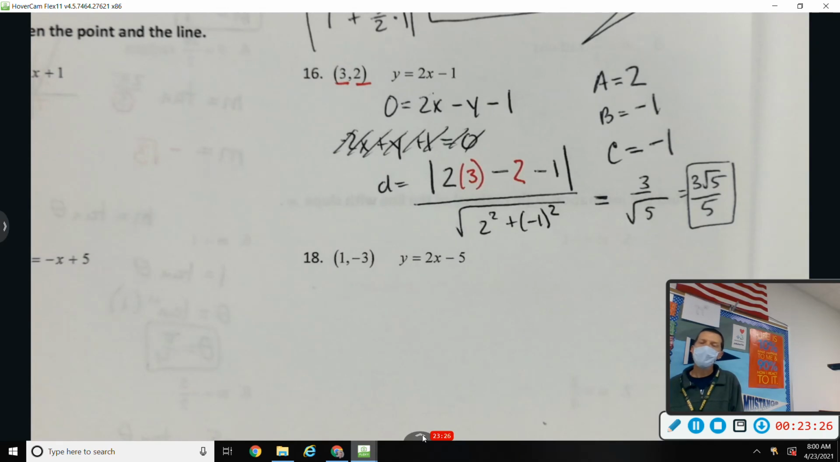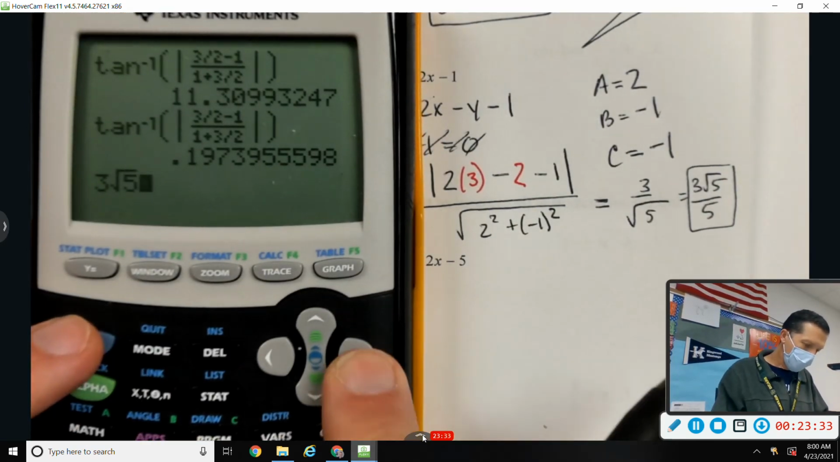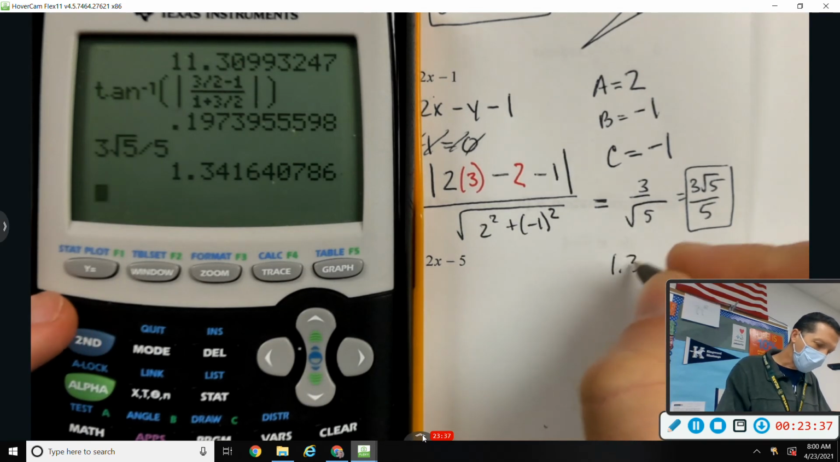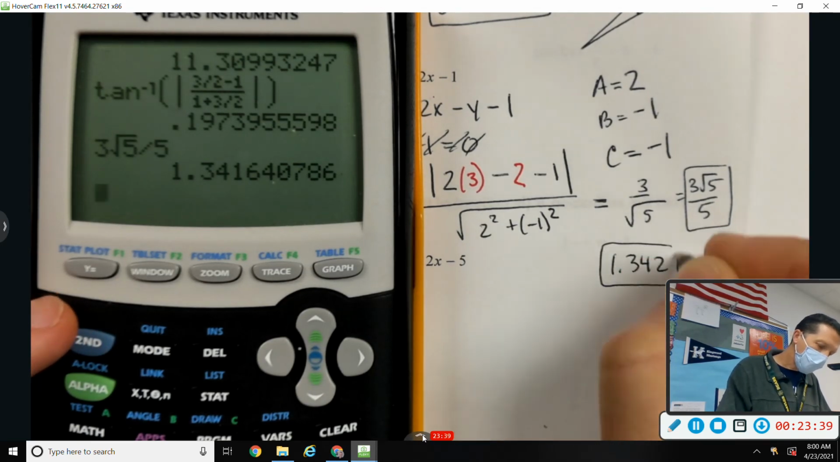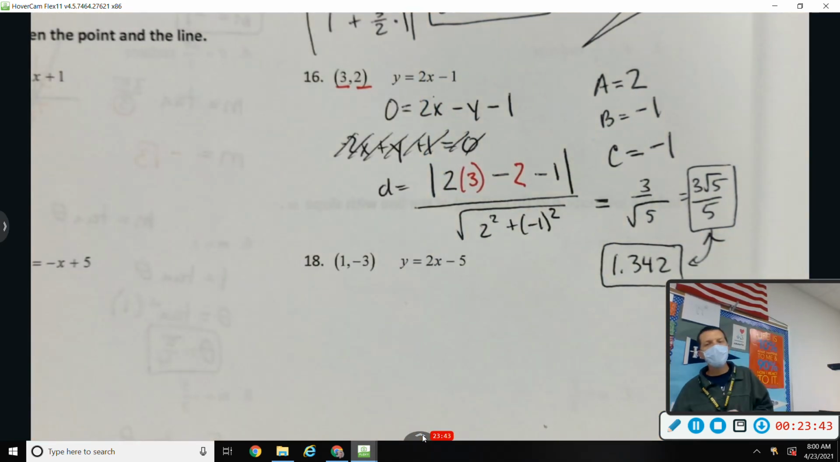Oh, you know what? If you use the calculator, you'll get a decimal, and that's okay too. So let me see, 3 root 5 divided by 5. 1.342. That's what I got. So either one of those answers would be okay, because you could use the calculator or not. Either way.